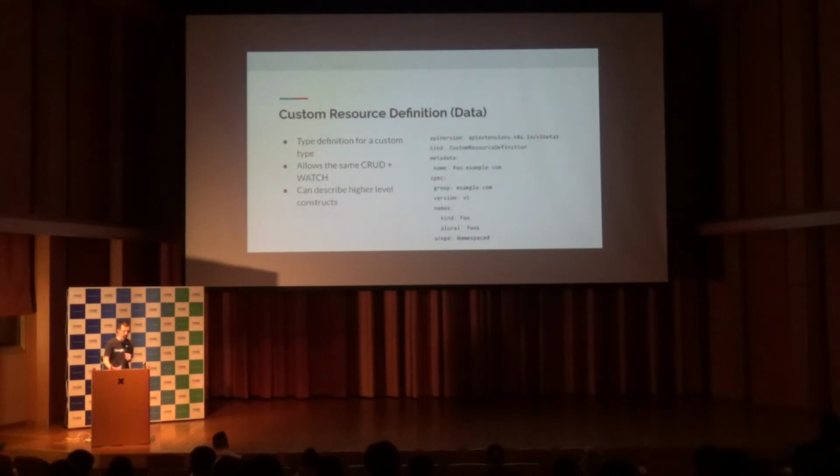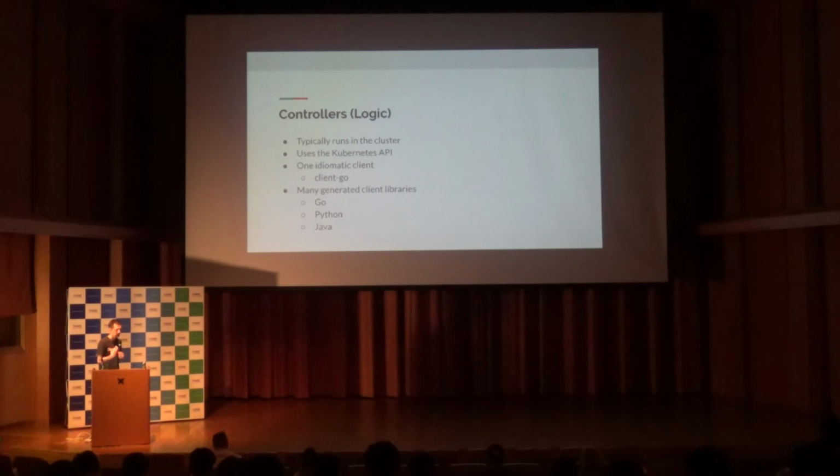Once we have our resource and our data that we can save to configure our application, we can then have our controller, which implements the logic that we need in order to automate the system. Our controller will typically just run as an application inside of the cluster and talk to the API server from within the cluster. And you can build these types of controllers in pretty much any language you want. Anything that can talk REST API to Kubernetes is fine.